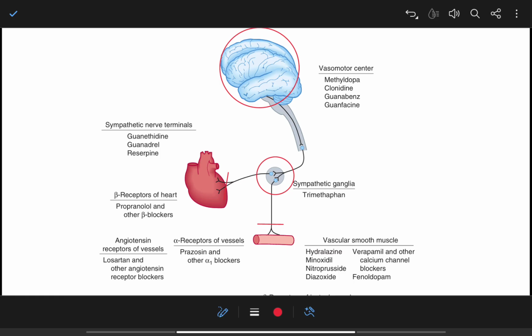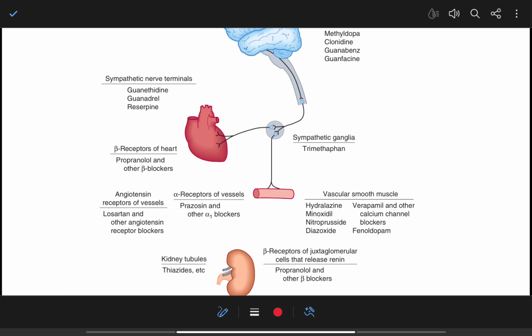We have the ones that act centrally, so we call them the ones that act on the vasomotor center. That's where you have your methyldopa, clonidine, guanabenz, and guanfacine. These are drugs that act centrally. Then also we have the ones that act at the ganglia level. That's where you have trimethaphan.